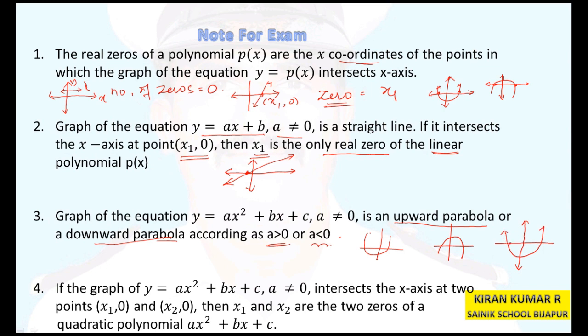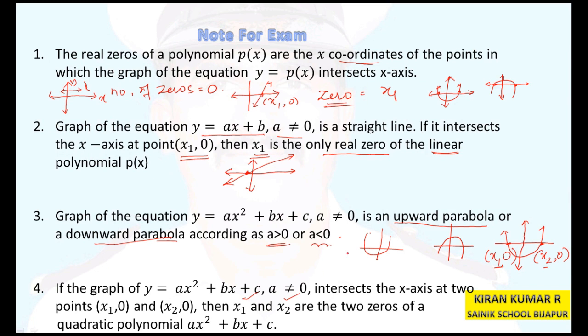If this particular point is say (x1, 0), and the coordinate of this point is (x2, 0), then the x coordinates are x1 and x2. So x1 and x2 are the two zeros of the polynomial ax square plus bx plus c.